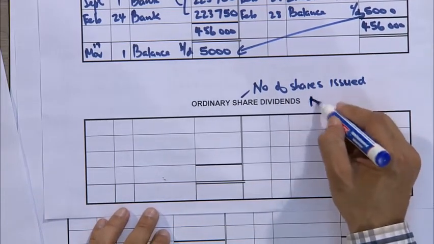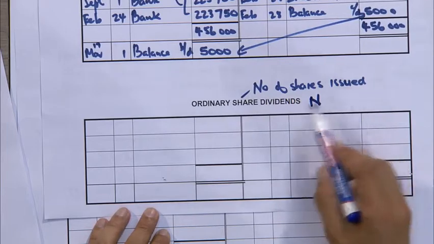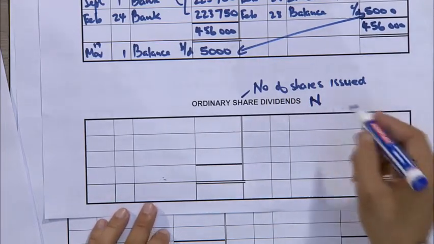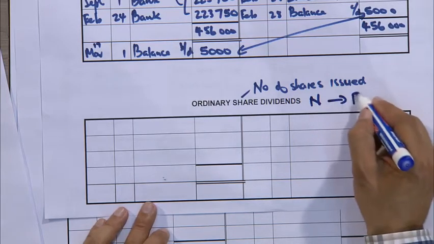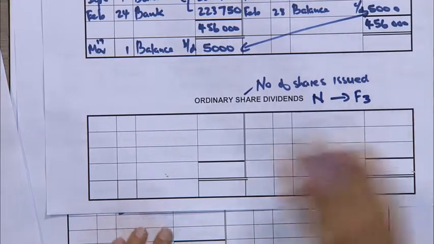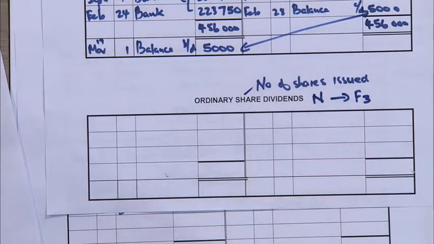We must also remember that the ordinary share dividend account is a nominal account and it will close off to one of the final accounts, which will go to F number 3 in this case, which will be appropriation. As we do this, I will explain where that is coming from.